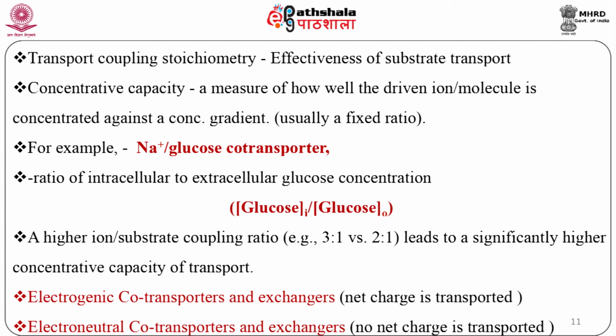A consequence of the ion or substrate coupling ratio is that the activity of some cotransporters and exchangers leads to translocation of net charges across the membrane. When no net charge is transported across the membrane per transport cycle, the process is said to be electroneutral. Direction of transport is determined by electrochemical or concentration gradient of the driving ion or species.